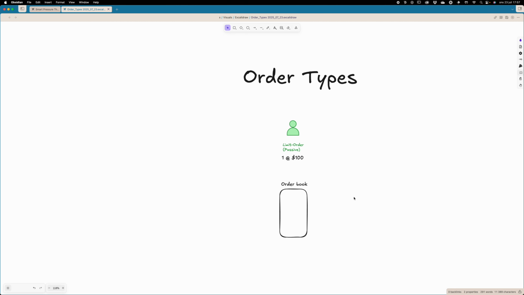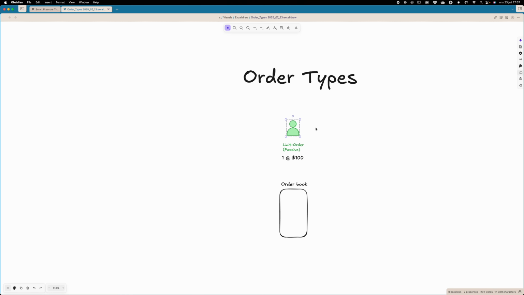Before we can dive into smart pressure theory, we must get the foundations down first. We need to learn about cumulative volume delta, or CVD. But in order to learn about that, we first must learn about order types and order flow. So we're going to discuss different order types in this lesson.